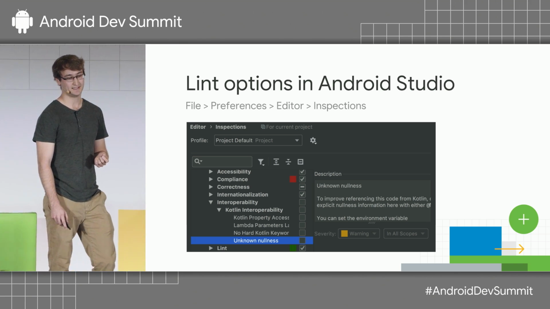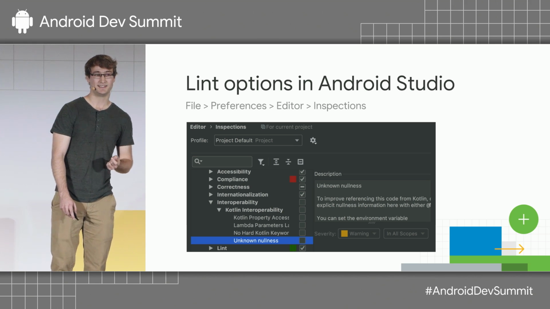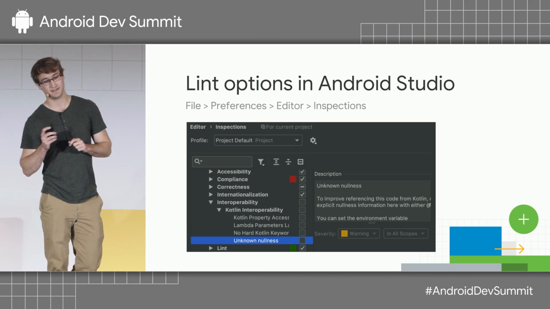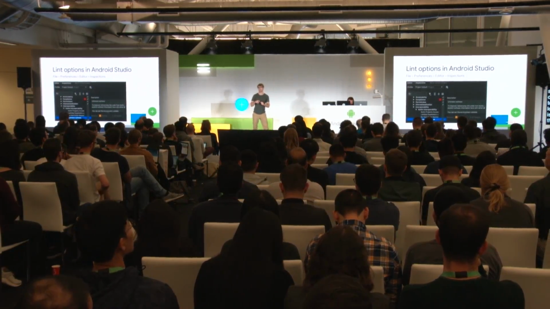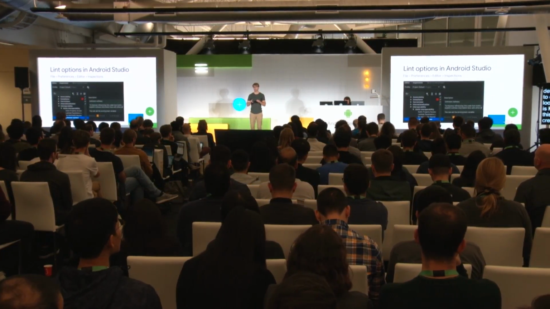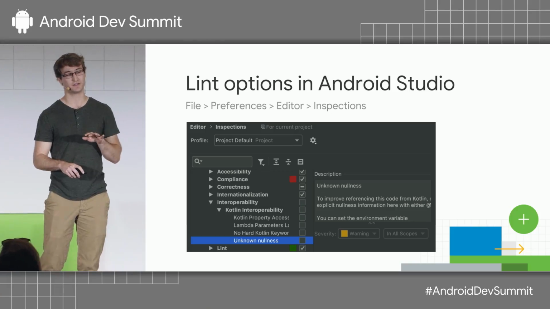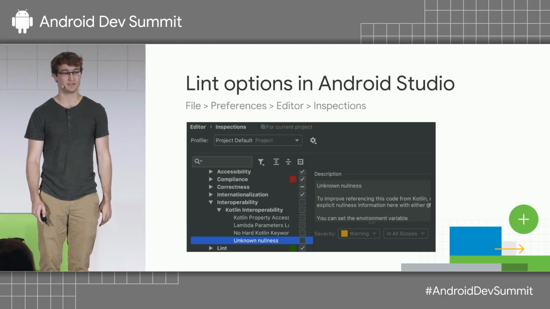A really good example of this is something called Kotlin interoperability. This is just a set of checks that we created so that you can call Java code from Kotlin code and vice versa. And if you do things that make that difficult, then Lint will actually warn you right in the IDE, like, hey, you might want to rename this function so that it's easier to call from the other language.